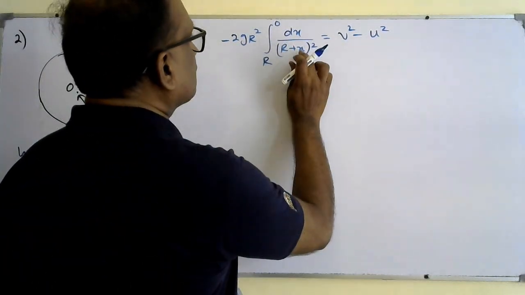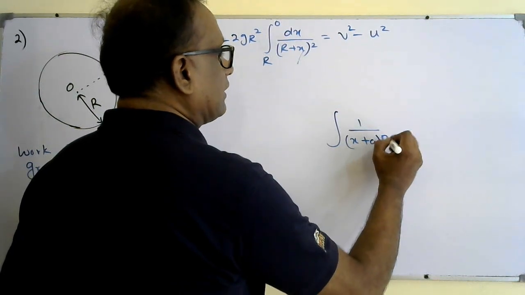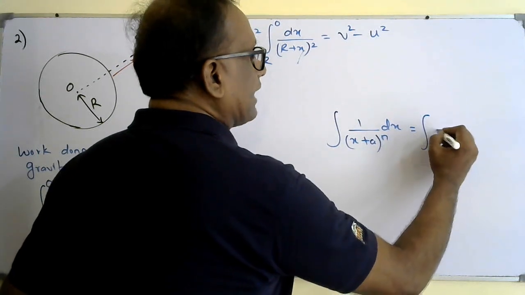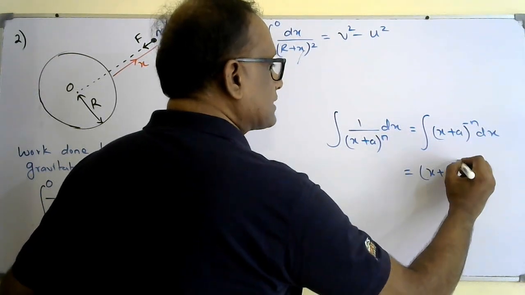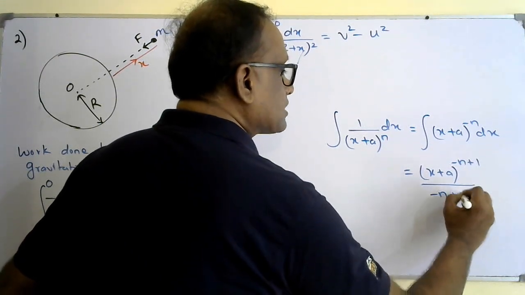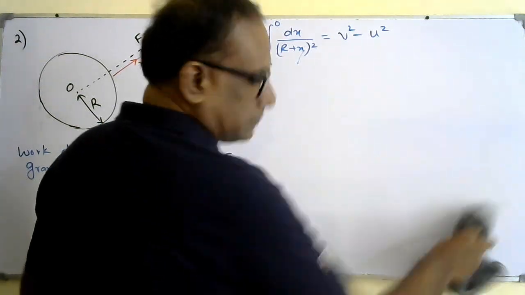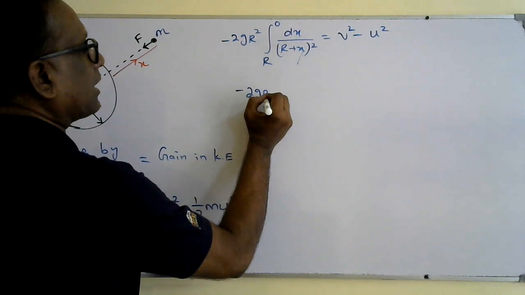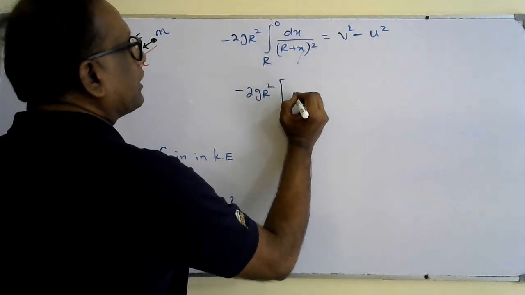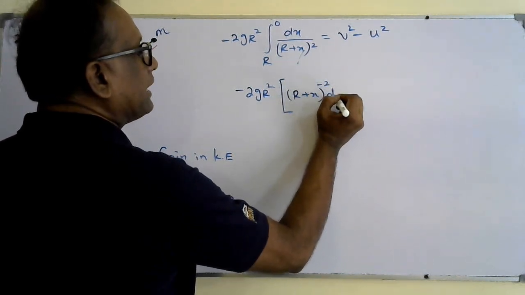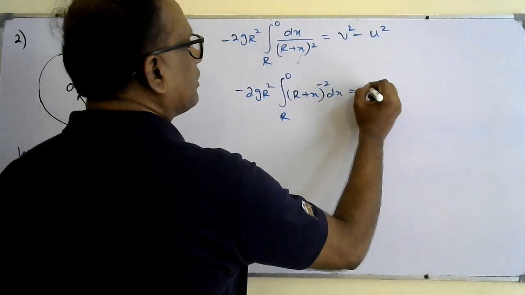Okay, you know the integration of this one: the integral of 1 over (x plus a) to the power n dx, we can consider as (x plus a) to the power minus n dx. That will become (x plus a) to the power minus n plus 1, over minus n plus 1. You know that integration. I'm going to use that idea here. It's going to be minus 2gr squared, (r plus x) all squared. When it goes up, it will become (r plus x) to the power minus 2 dx. Integral from r to 0 is equal to v squared minus u squared.